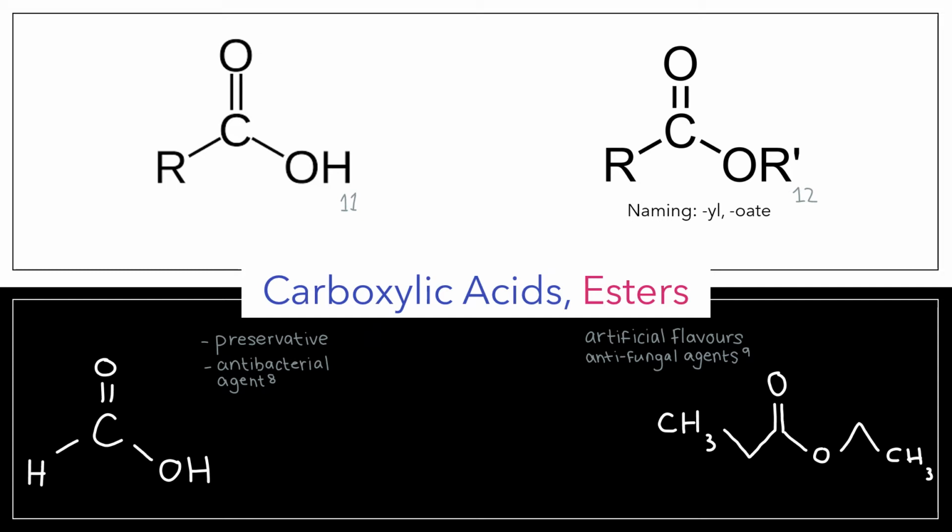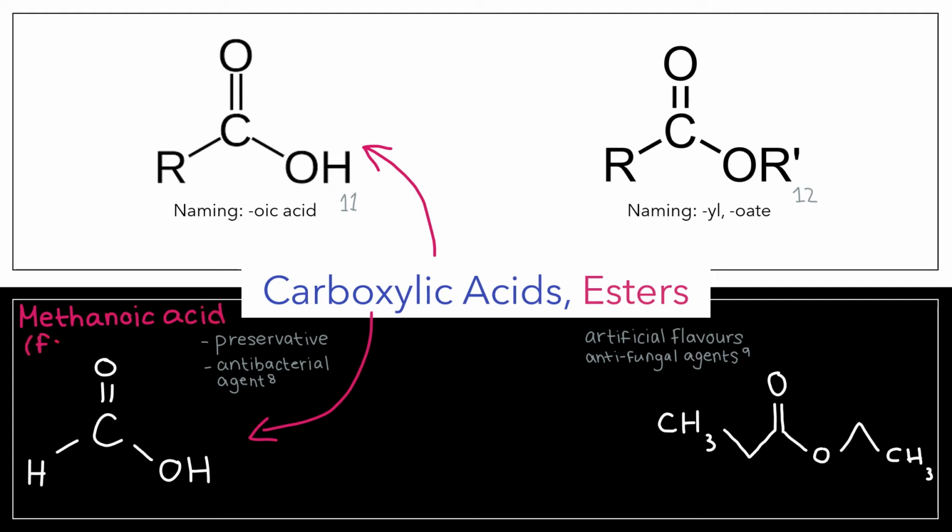Carboxylic acids and esters. So carboxylic acids have an -oic ending, and an example of this would be methanoic acid, or commonly known as formic acid. It's actually used as a preservative and also as an antibacterial agent. Next up, we have the esters. Their naming ends in -yl and -oate. So an example would be ethyl propanoate.